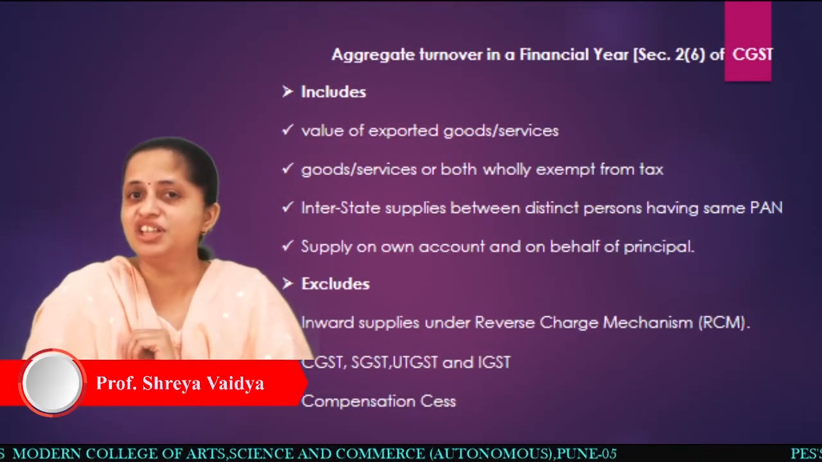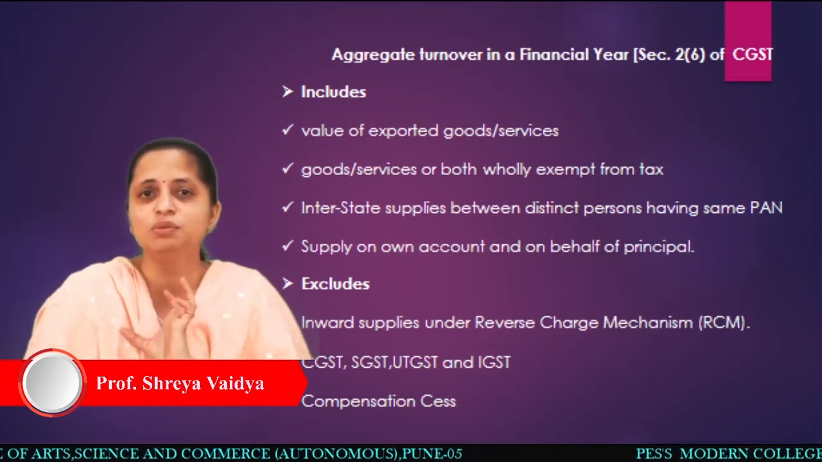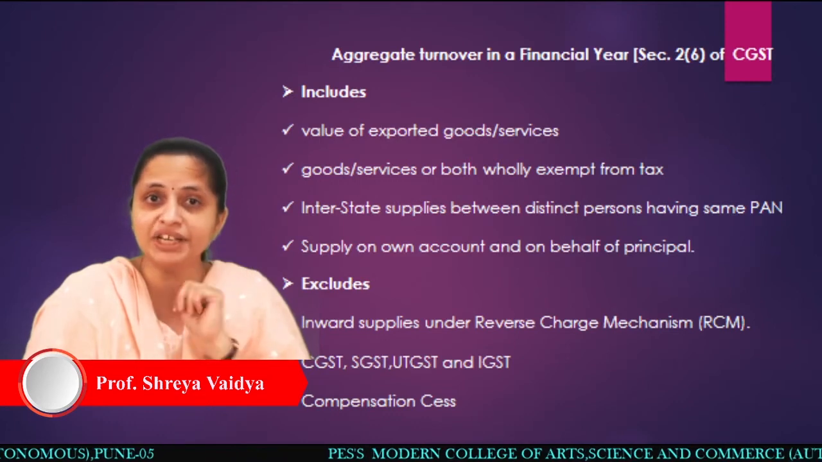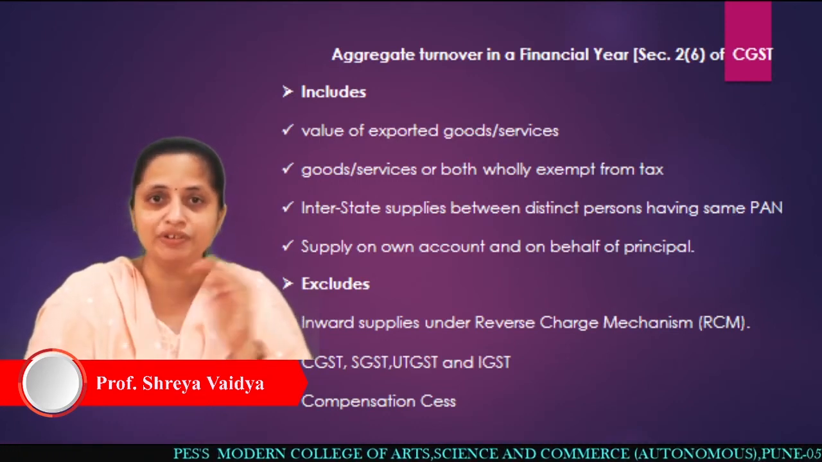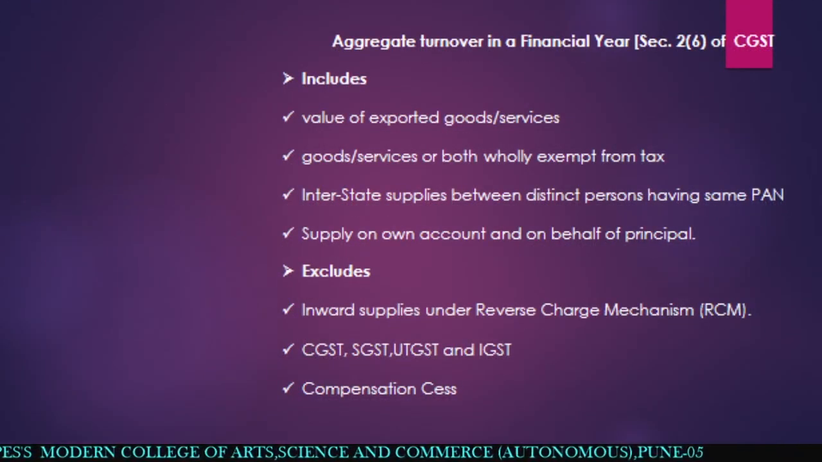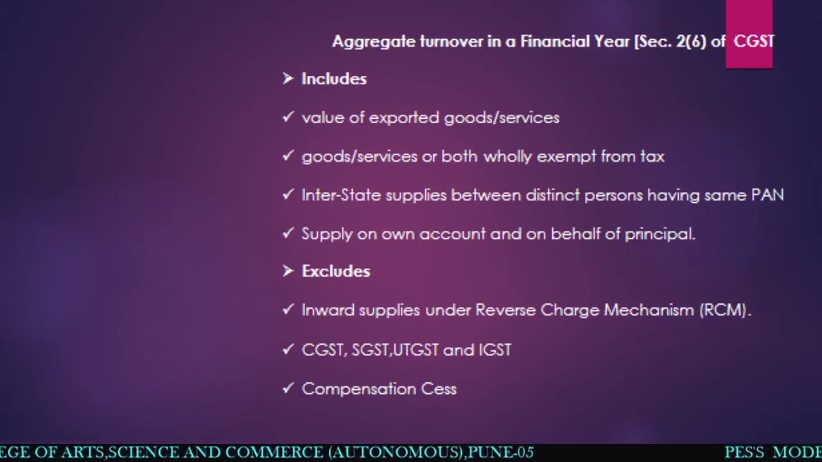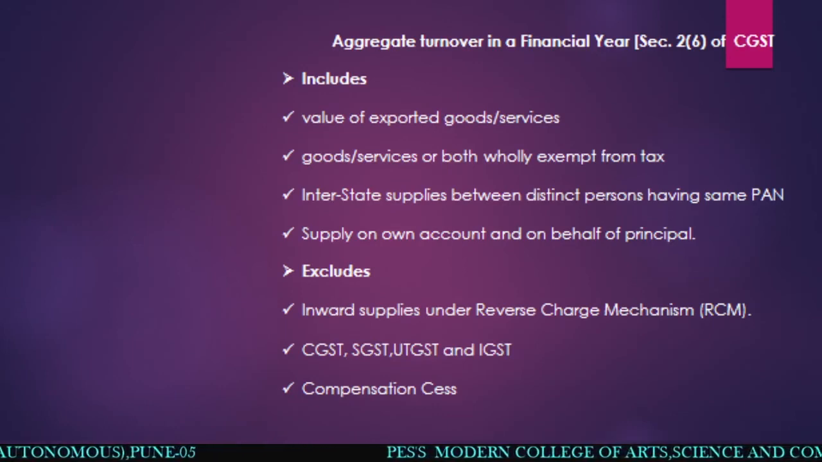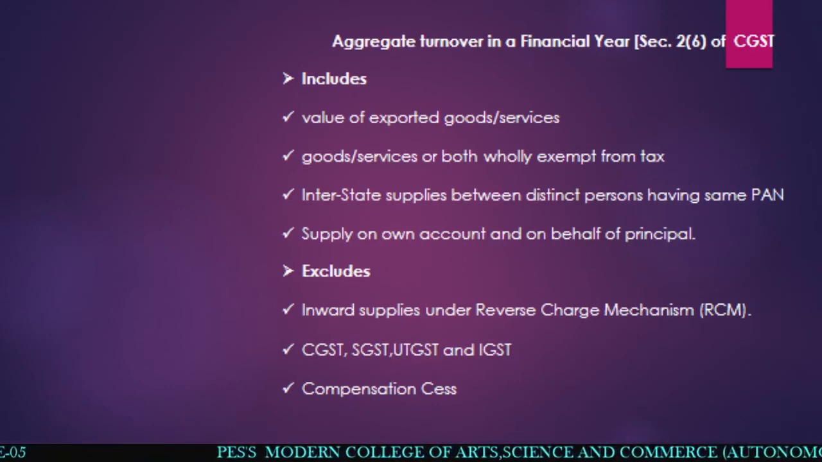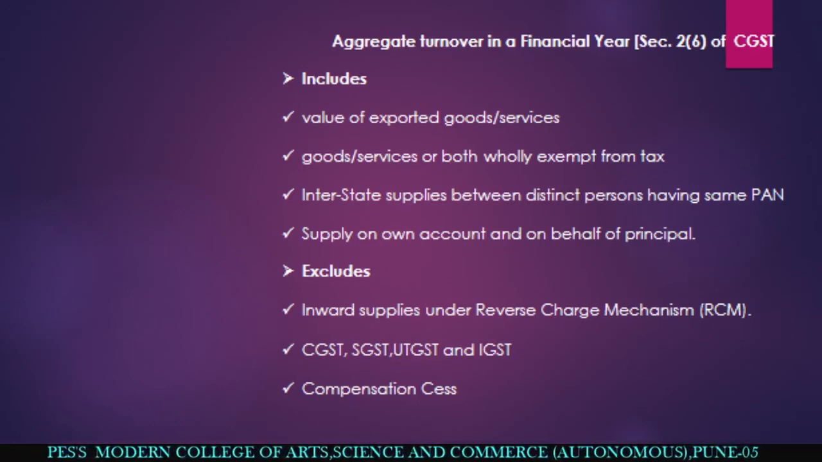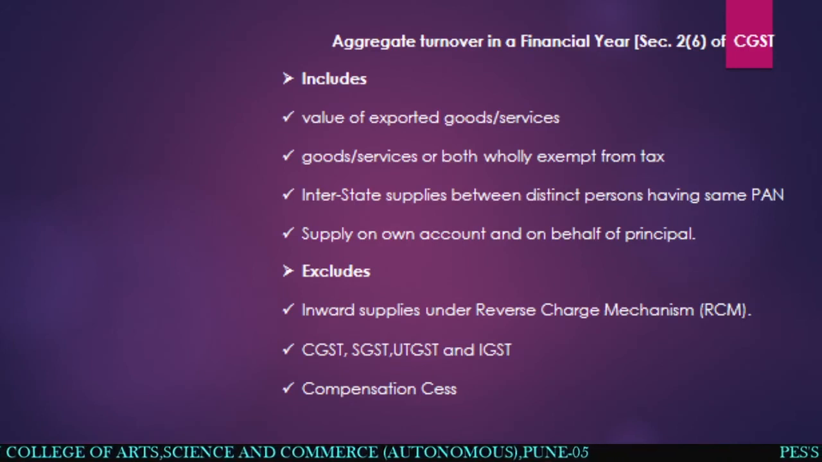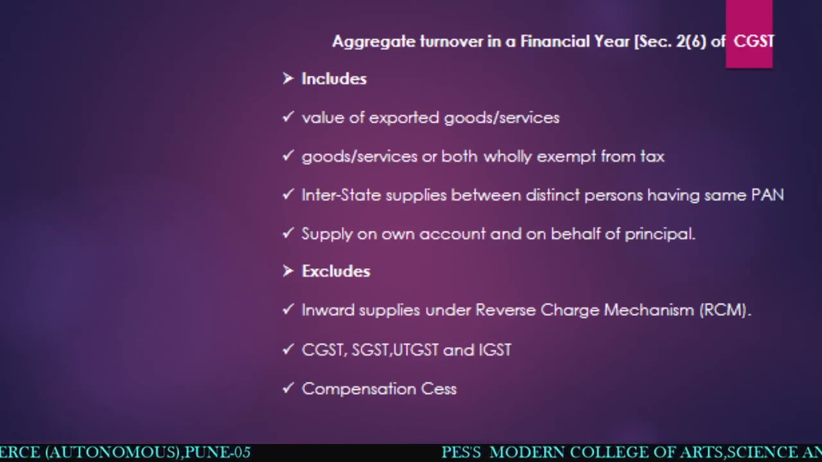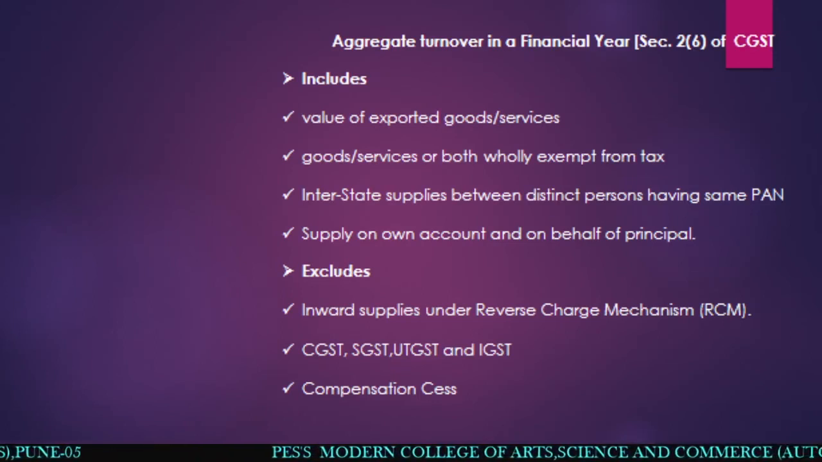Under section 2(6) of the CGST Act, aggregate turnover is the aggregate value of all taxable supplies, and includes the value of exported goods and services, exempted supplies, interstate supplies between distinct persons having the same PAN, and supplies on own account and on behalf of a principal. The aggregate turnover should exclude inward supplies on which the recipient is required to pay the tax under the RCM, that is, reverse charge mechanism. Similarly, CGST, SGST and UTGST as well as IGST should be excluded from your aggregate turnover. In addition, the compensation cess is also excluded while calculating aggregate turnover.